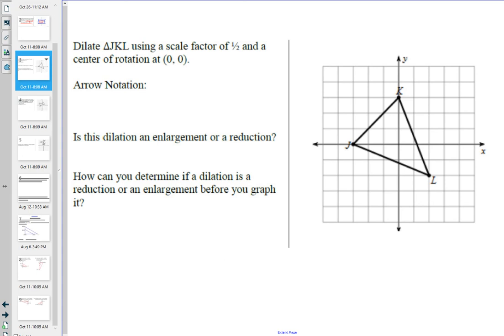Okay, let's do a dilation. We talk about easy or hard. That depends on the center of dilation. And by the way, scratch this off. This was a typo. That should not say rotation. That should say dilation. The center of dilation.